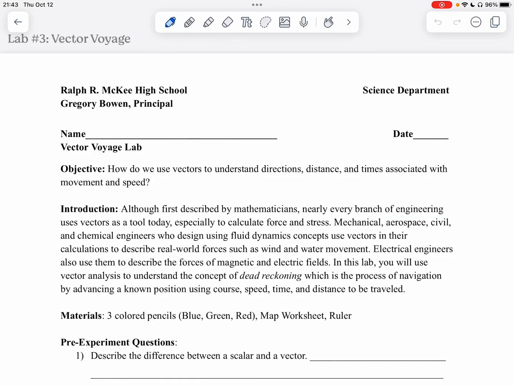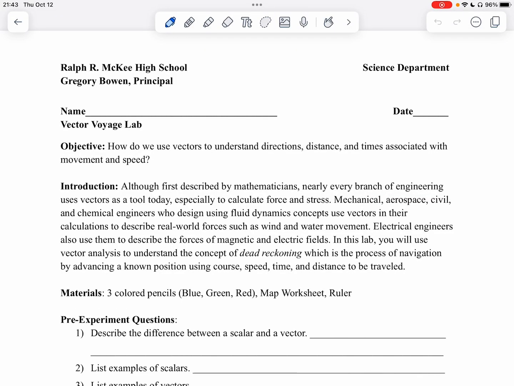All right, guys, so this is your vector voyage lab. The objective says, how do we use vectors to understand directions, distance, and times associated with movement and speed?